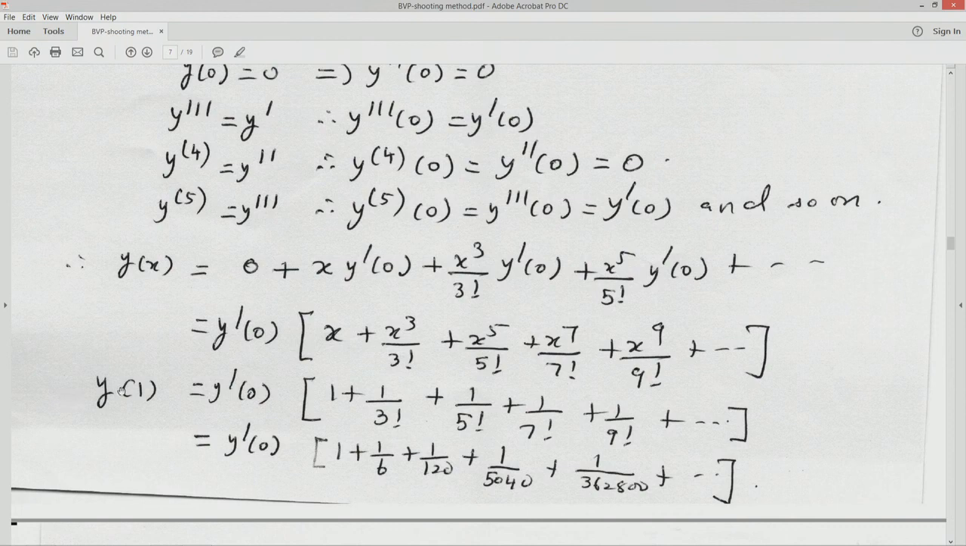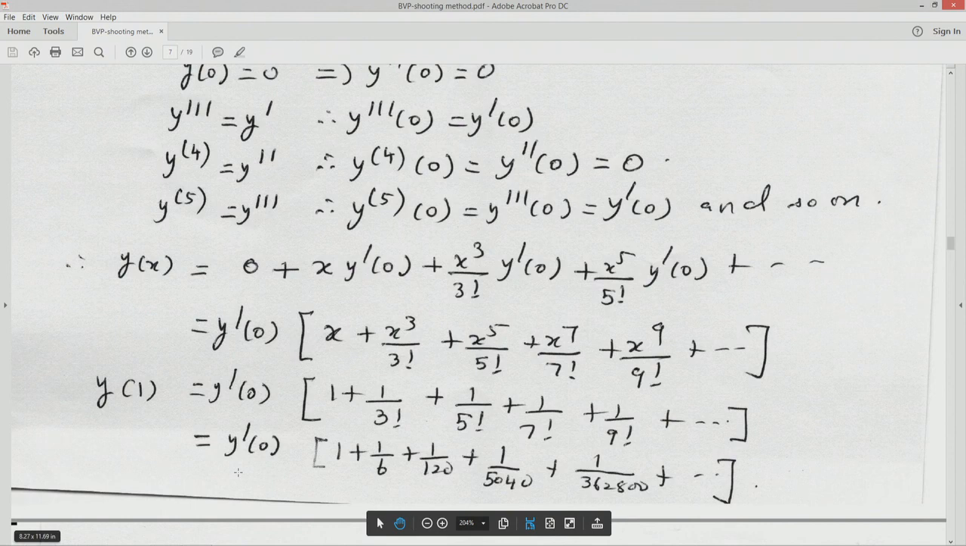So, this will be y prime 0 into x plus x cubed by factorial 3 plus x to the power of 5 by factorial 5 and so on. So, it is y prime 0 into, when x is 1, 1 plus 1 by factorial 3 plus 1 by 5 factorial plus 1 by 7 factorial plus 1 by 9 factorial and so on, and that is what is given by y at 1. But what do we want? For some choice of y prime 0, we want y at 1 to be equal to 1. That is what the boundary value problem is.